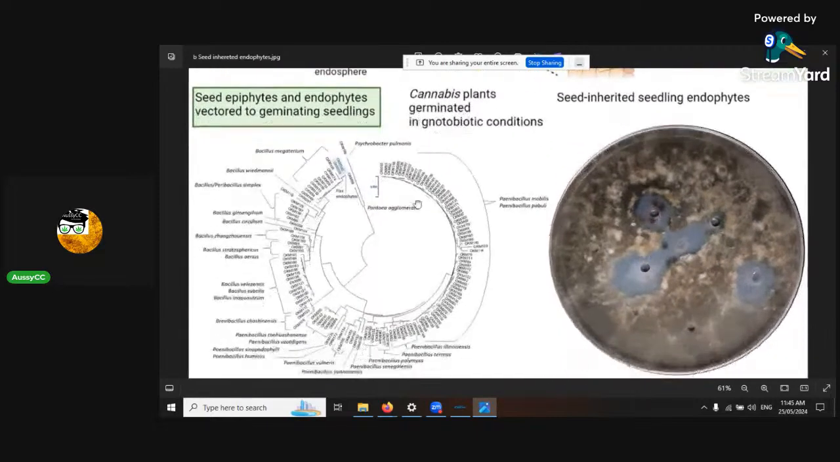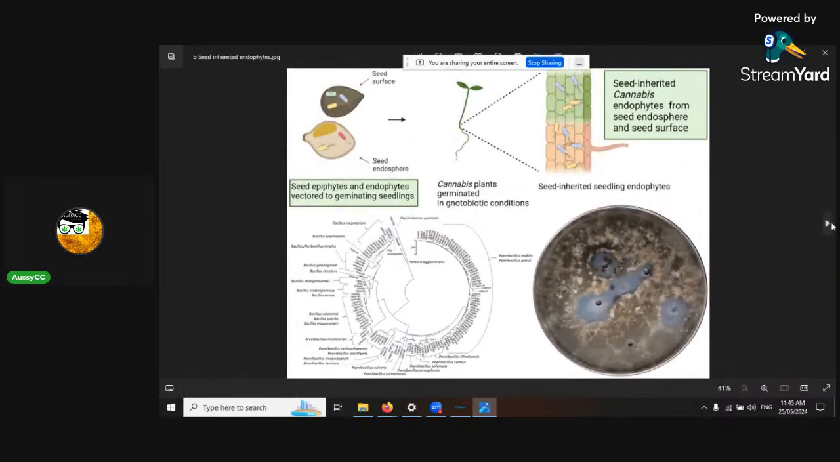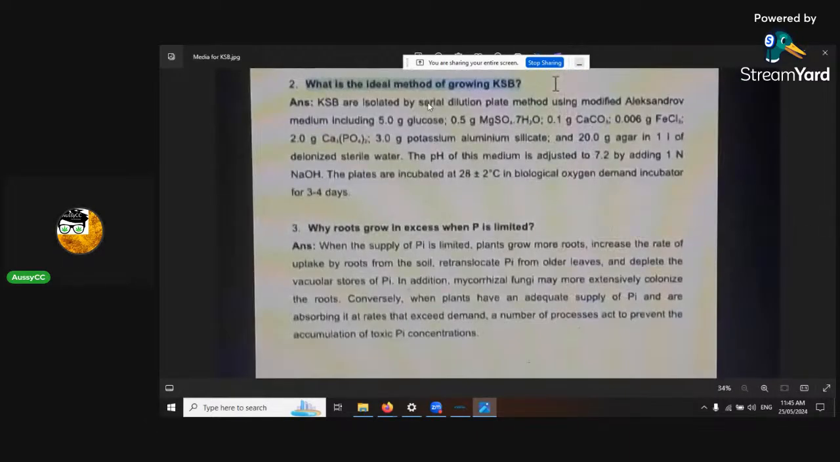What's this thing say? It's a little cool wheel. The Bacillus genus. There's heaps of beneficial ones in that. There's subtilis, which is very common. Bacillus thuringiensis, BT. Anyway, what's the ideal method for growing? Okay, we won't go into that.